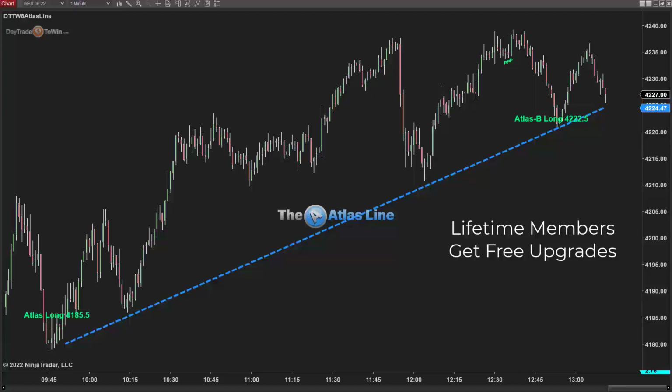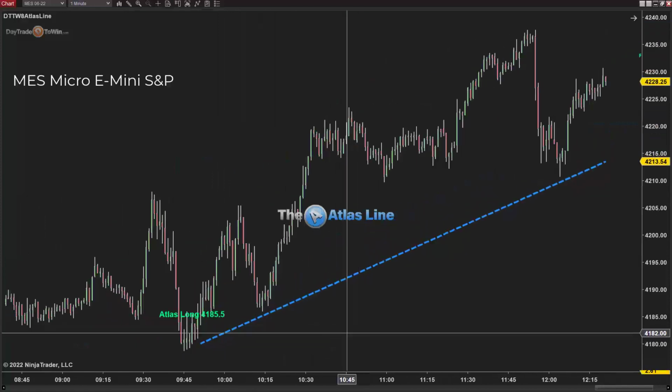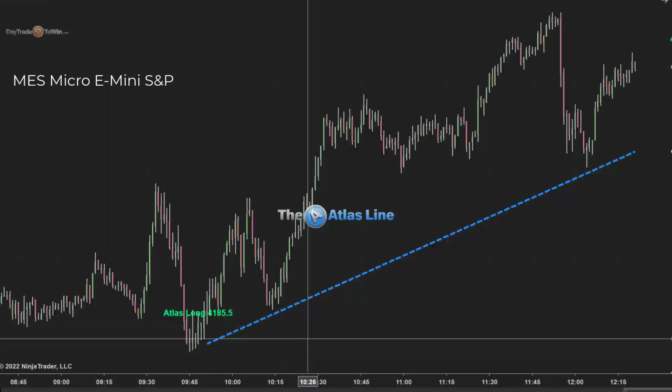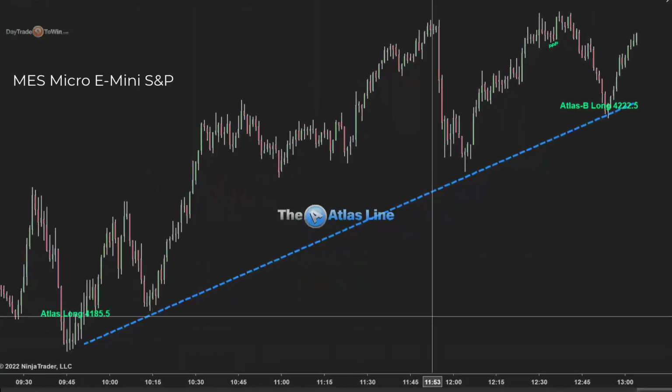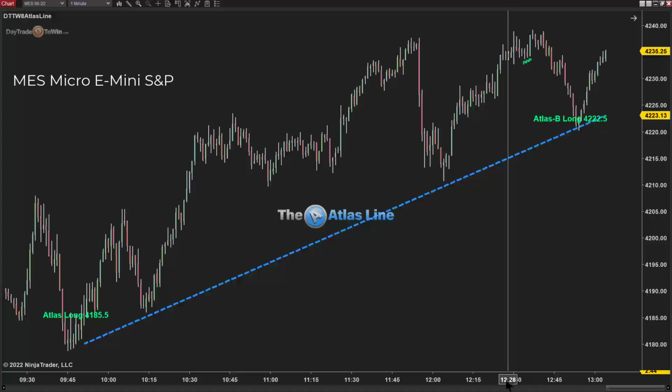Now, on the micro E-mini S&P, the first signal of the day was 41.8550, which is way over here right at the start of the day. And from that point on, the market just kept on going higher and higher, which is great because the idea behind the Atlas line is to offer long trades, long signals.